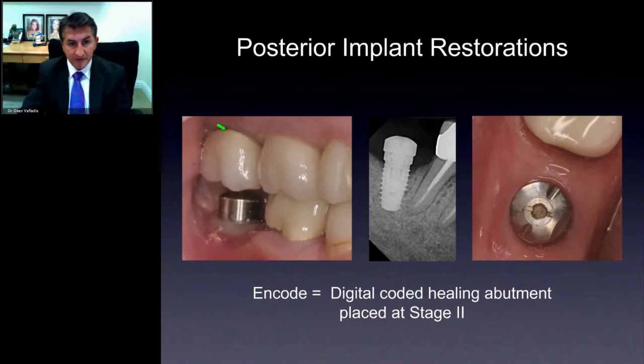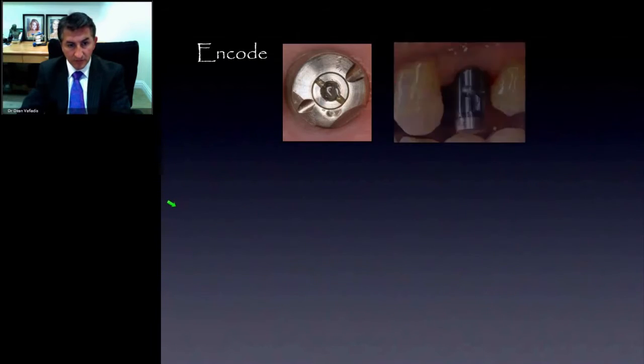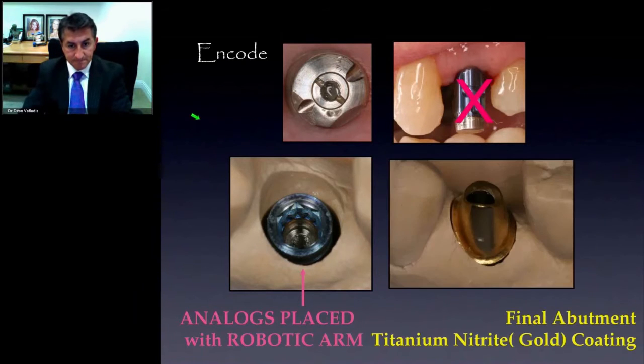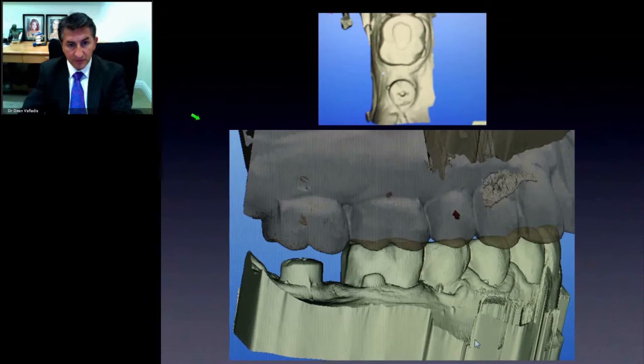So here's an example of that where you have a posterior restoration. We don't have to take a fixture level impression anymore. We're going to take an impression of the codes, and here are the codes. I'm going to point them out in the next case, but here they are right here. Take a regular final impression there. The analogs are placed by the robotic arm, and the CAD-CAM abutment is designed.